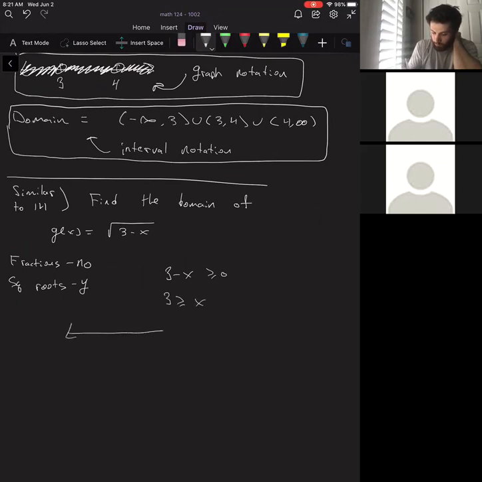So on a number line, here's 3, and it's bigger than or equal to, so put a dot on here. So x has to be less than or equal to 3, or 3 has to be bigger than or equal to x. That means x can be over here. And so then our domain is equal to, parenthesis, minus infinity all the way up to 3. And 3 has a bracket now because it has a closed circle.